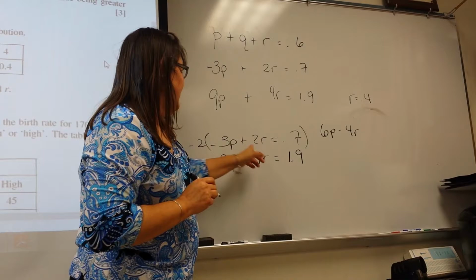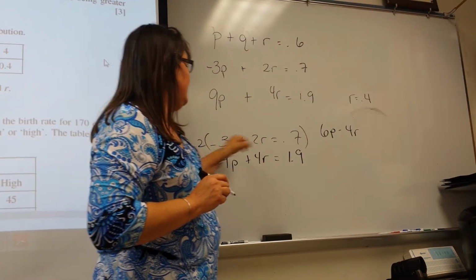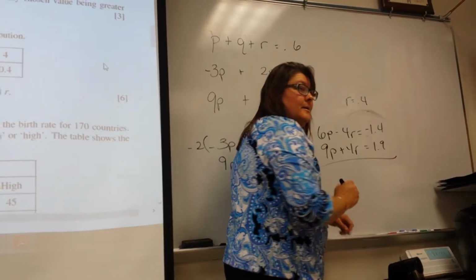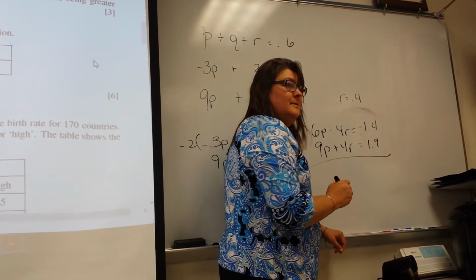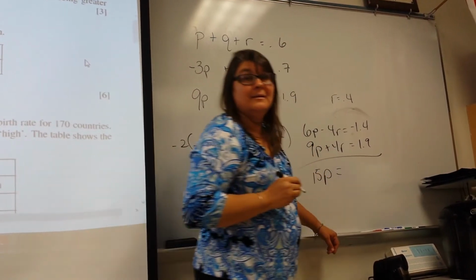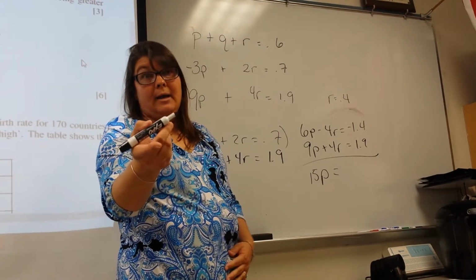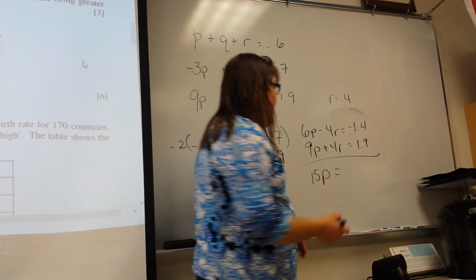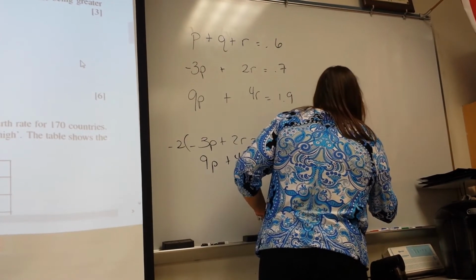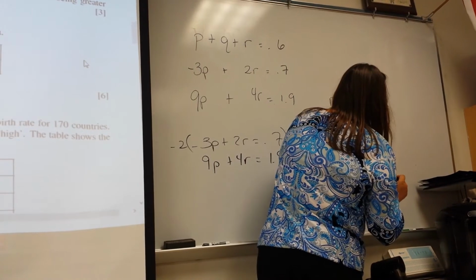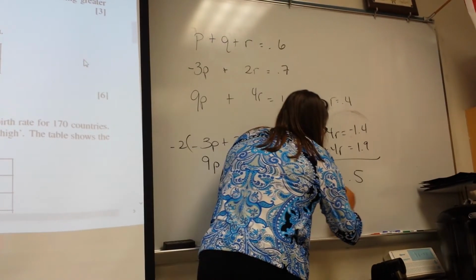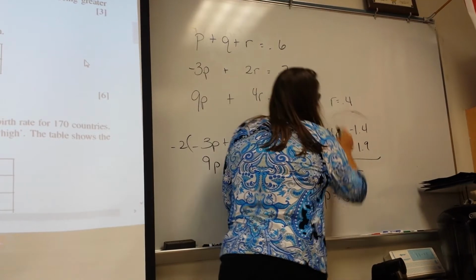Okay, so 6p minus 4r, and what's -2 times 0.7? Negative 1.4. Add them. The r's cancel out. P equals 0.5. And then p equals 0.033. What was that? P equals 0.5, then r is what? 0.03 repeating. Yes, 0.033. I was right.